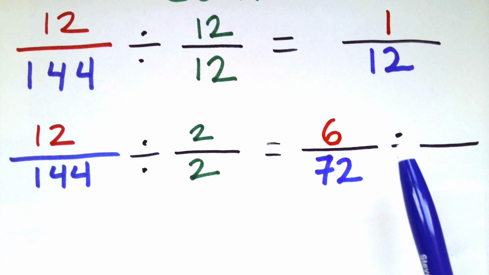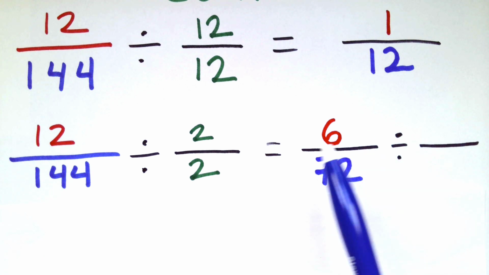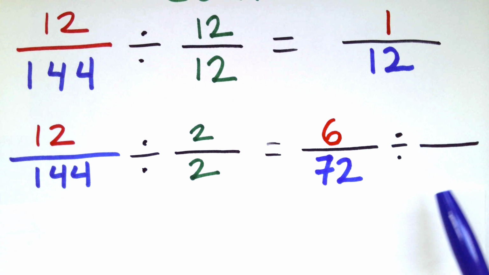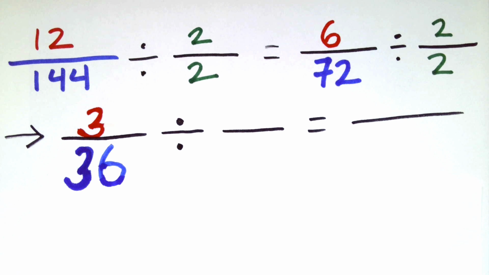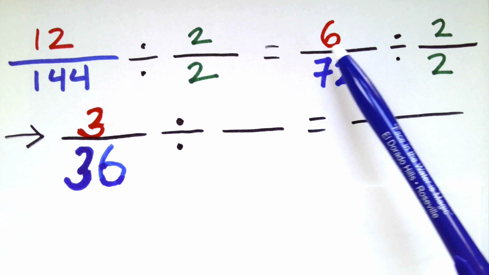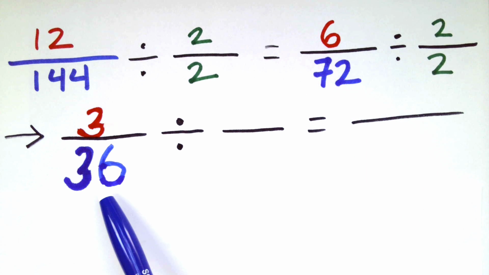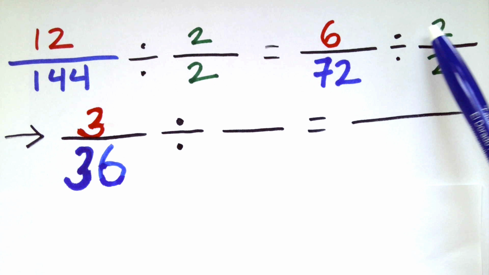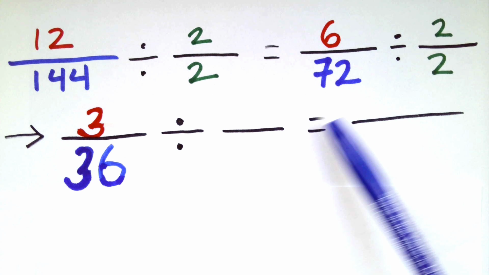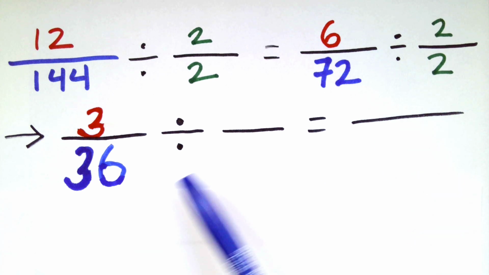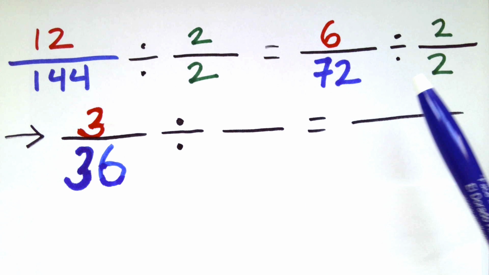All right, let's try it again. We've got an even number, 6, on the top, an even number, 72, on the bottom. Let's divide 2 into top and bottom once again. So 6 divided by 2 is 3, and 72 divided by 2 is 36. Another way to check, again, is 3 times 2 is 6, and 36 times 2, or 36 plus 36, gives you 72.